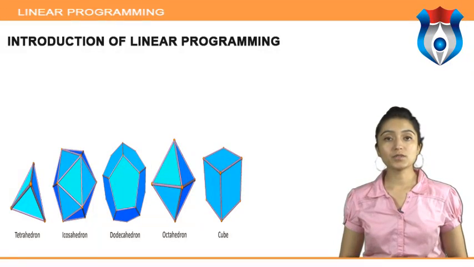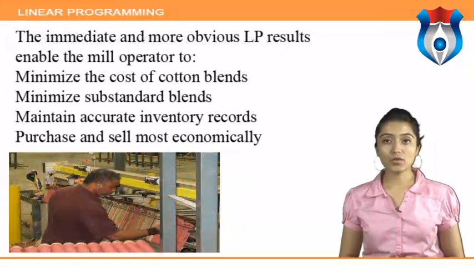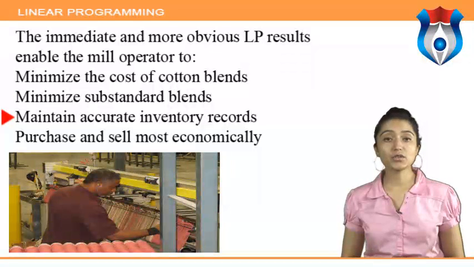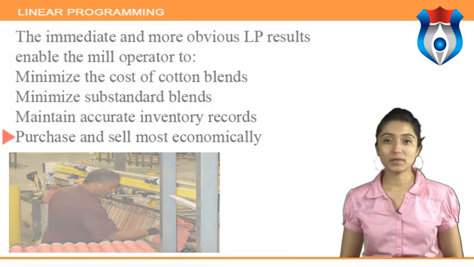Let us start with the introduction of linear programming. The immediate and more obvious LP results enable the mill operator to minimize the cost of cotton blends, minimize substandard blends, maintain accurate inventory records, and purchase and sell most economically.